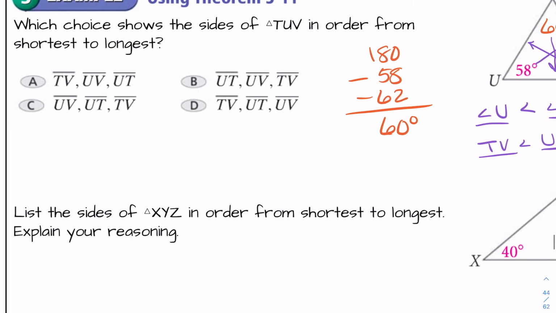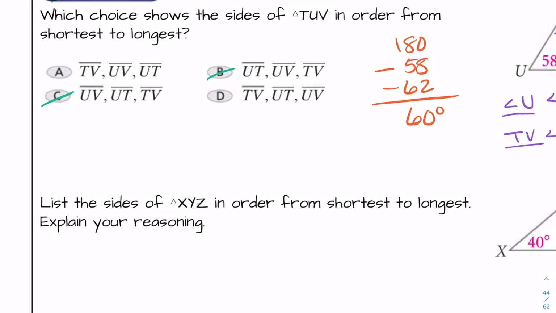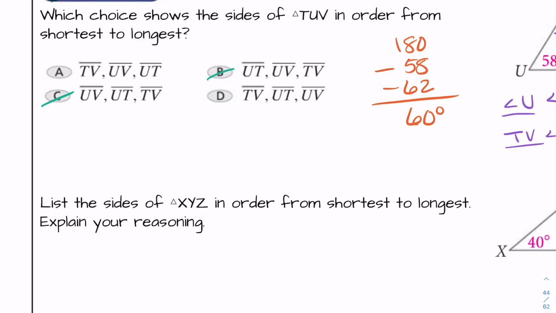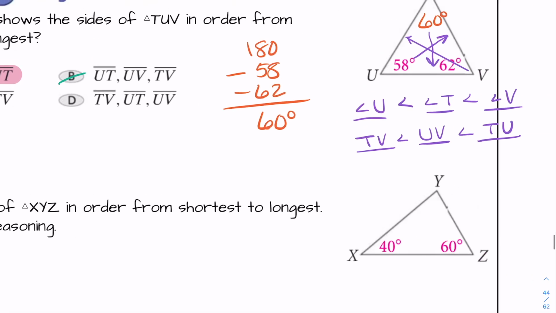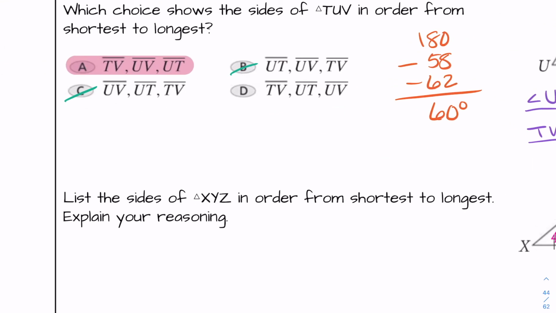All right, so which answer is that? TV? Well, it can't be this one or that one. TV, then UV. Oh, so it looks like it's going to be A. TV, UV, and UT. Let's move it up a little bit. There we go. UV and TU. I meant TU. Yeah, TV, UV, and UT.